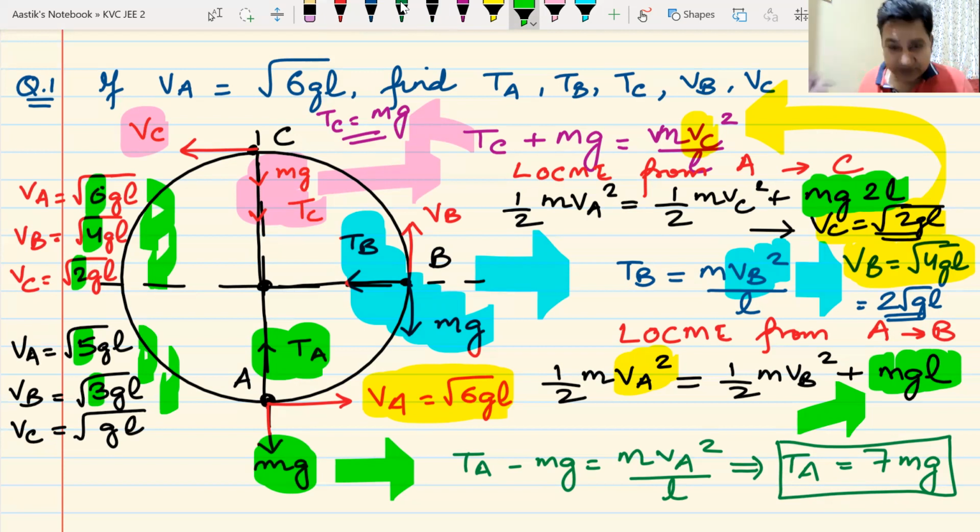So now if any question comes, you don't have to do all this. You just straight away give the answer, and that is how you become smarter. What will be the velocity at points B and C if the velocity at the lowest point is root over 8 GL?